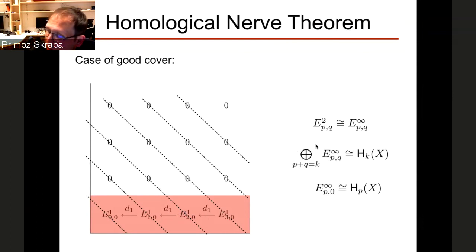And it turns out that once we're at the E2 page, in this very specific case, we can just read off the k-dimensional homology as the direct sum of the antidiagonals. Specifically, because everything on the antidiagonal except the first element is 0, this just reduces to whatever element is in this position. And one can show that this is exactly the homology of the nerve, because this induced map is exactly the differential of the nerve. But this is a good cover.